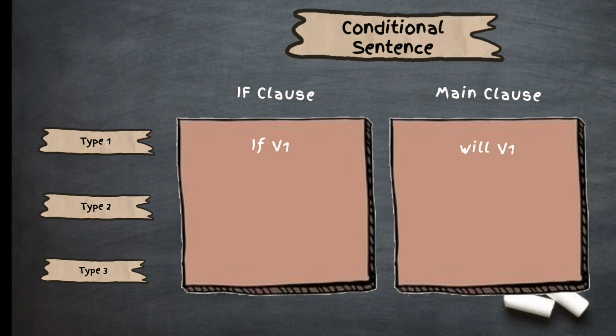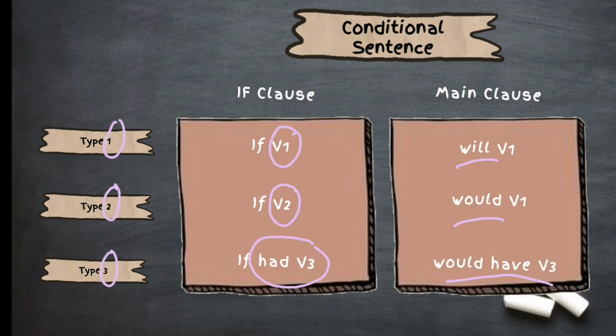And for the type 2, we use the past form or the verb 2, and we go with the past modal, that is would, but it is followed by verb 1, as all of the modal is basically followed by verb 1. And then we have type 3, that the pattern is had, verb 3, and also would have, verb 3. It's pretty easy if we notice all the differences are in the verb.